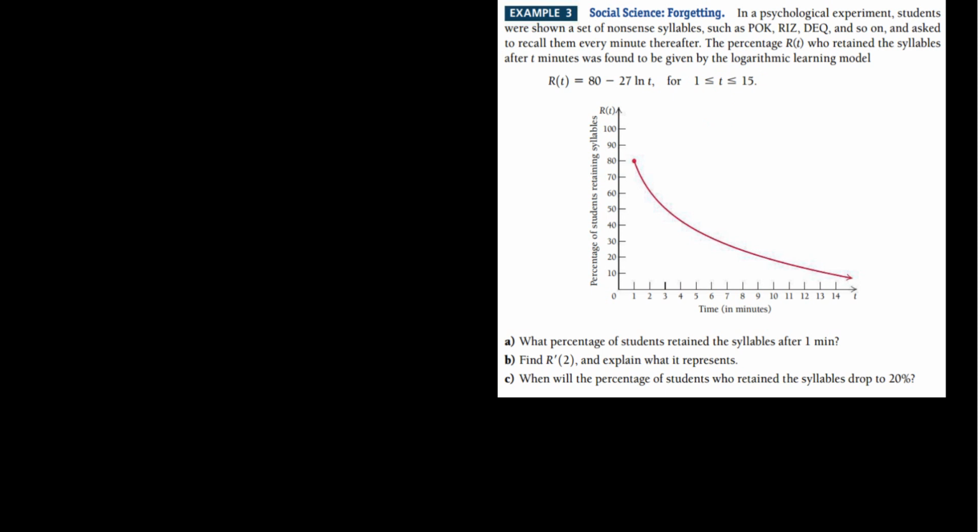So anyways, part A reads, and this is not even a calculus problem. This is just a look-at-the-chart problem. That's the same way example 4 is. So what percentage of students retained the syllables after 1 minute? Well, we're just going to look here at 1 minute. Up here, it looks like about 80%. So, there's a brain buster. Here's your easy one for the day.